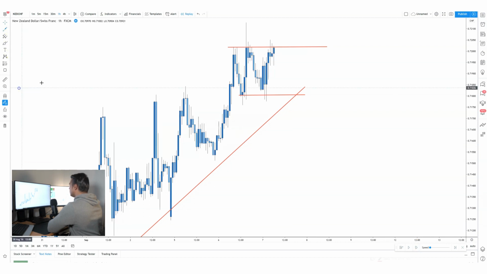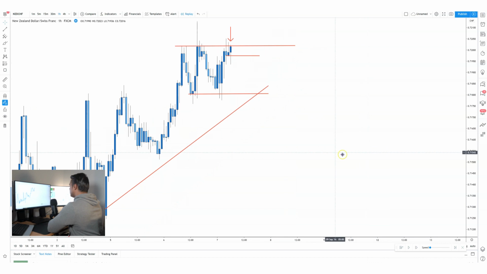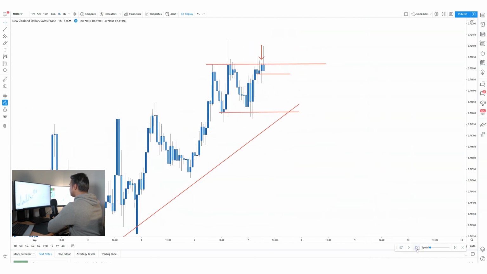Now we have a key level where price is at right now. If we don't break this structure and we do start to break below some of these major levels here in the market, then I would look to take a sell back down to the bottom of this range. So let's see how this price action starts to form.